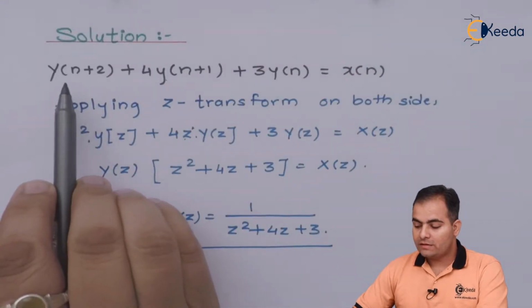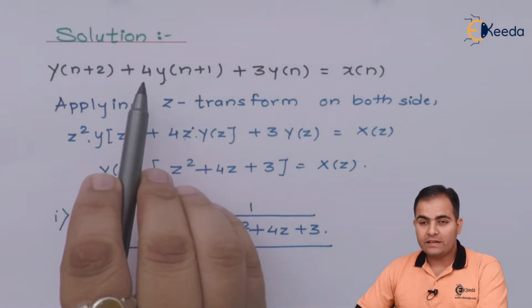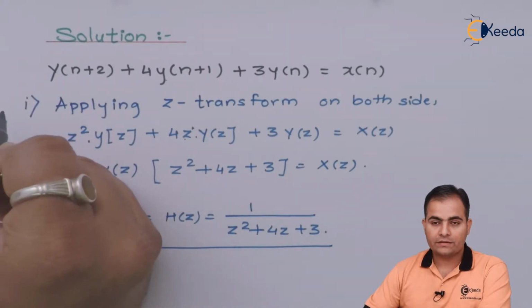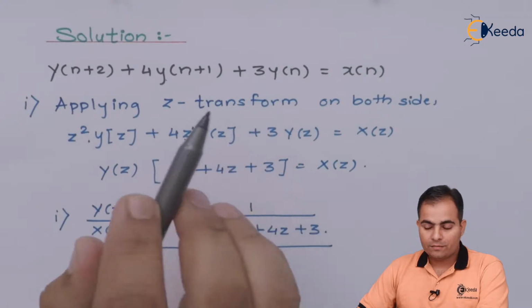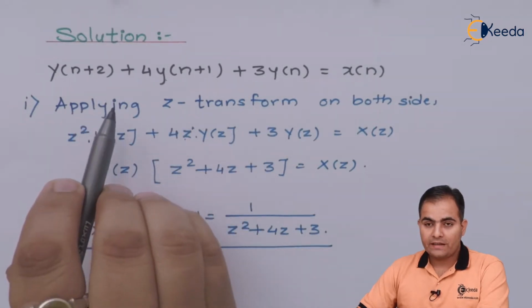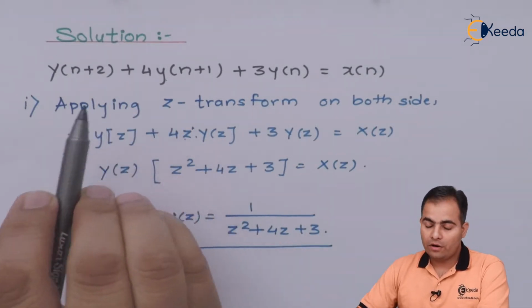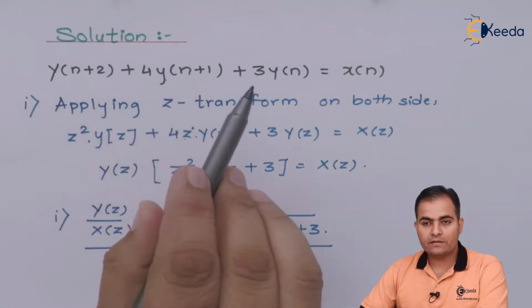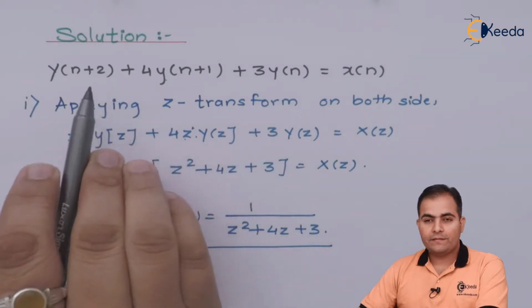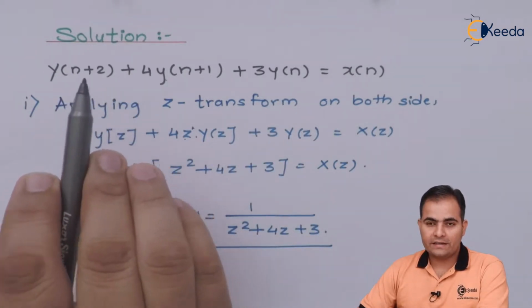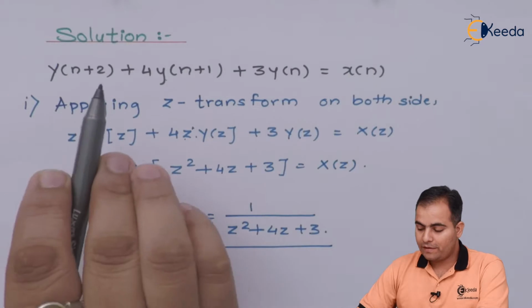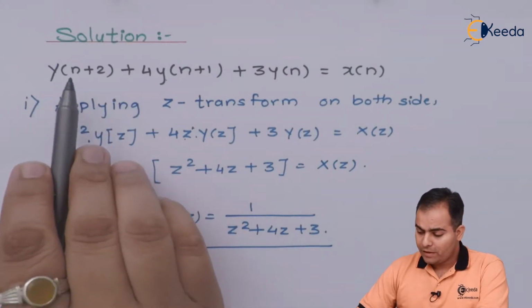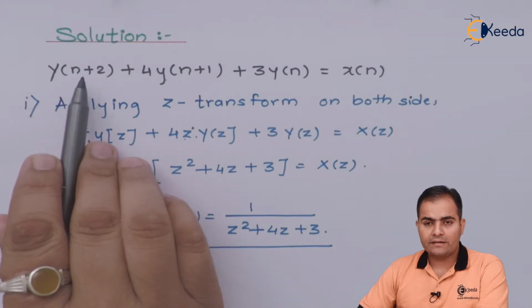Now, this is our question. Basically, to calculate the first part, that is the transfer function, we will apply Z transform on both the sides. But while applying the Z transform, we are going to assume all the initial conditions for y of n plus 2, then y of n plus 1 are 0. So simply we will apply the two-sided Z transform property, or the time shifting property, over here. Now, basically this y of n is advanced by 2.